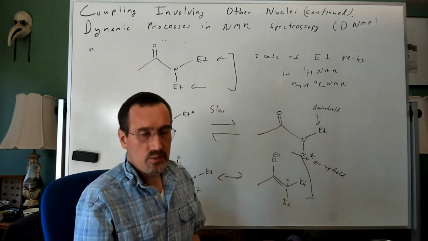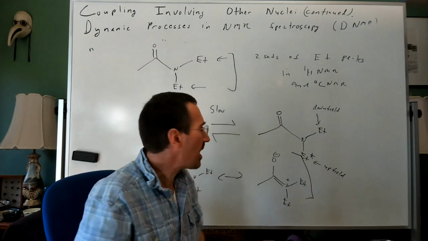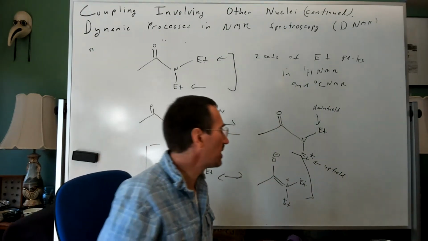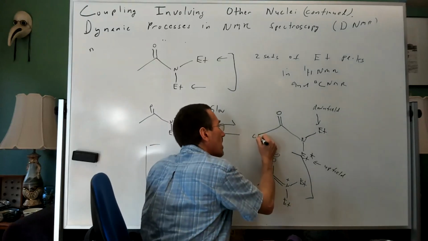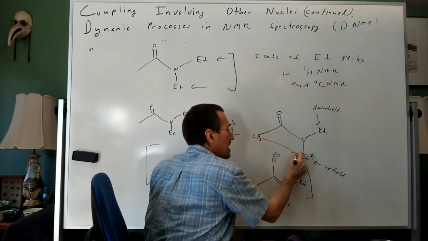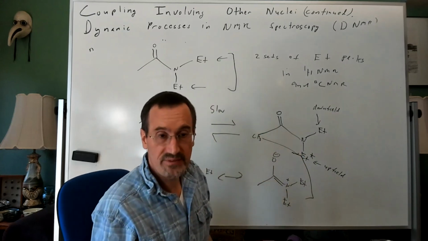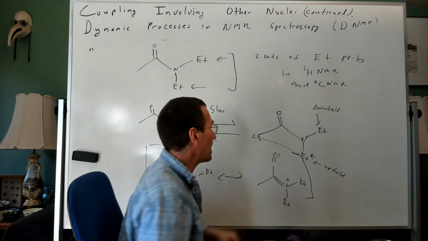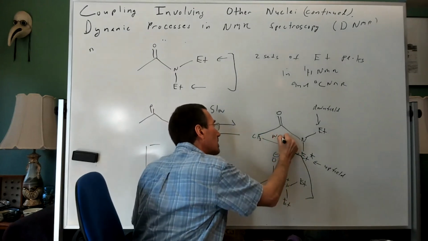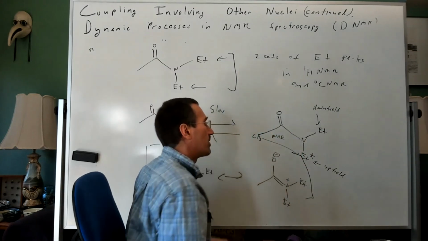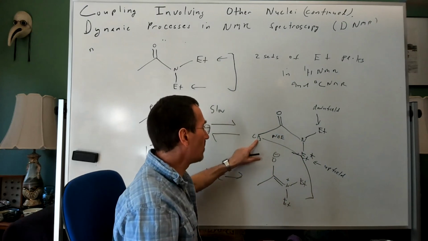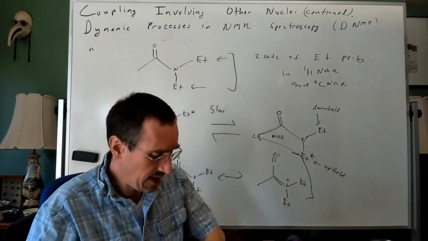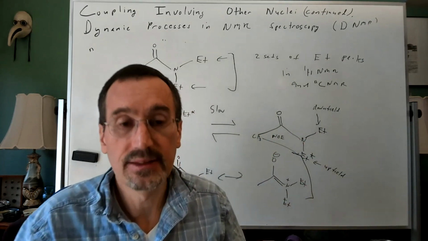And later on, when you get to the nuclear Overhauser effect, you're going to be able to test this experimentally because your methyl group would be near to this ethyl group, or specifically the CH2 group, and you would expect to see what's called an NOE between them. And we'll talk more about that later. And this methyl group will be far from that ethyl group. So you'll be able to determine that empirically.